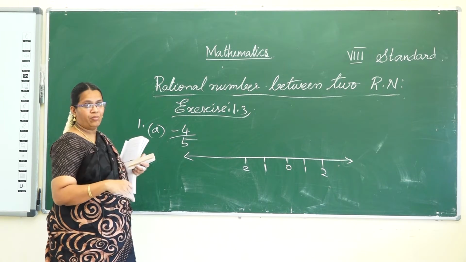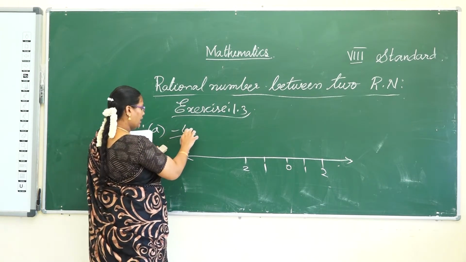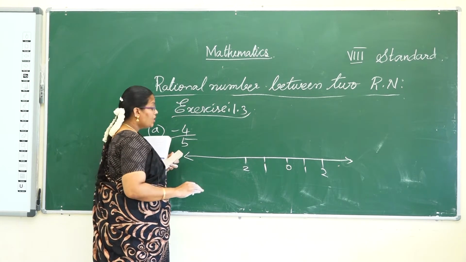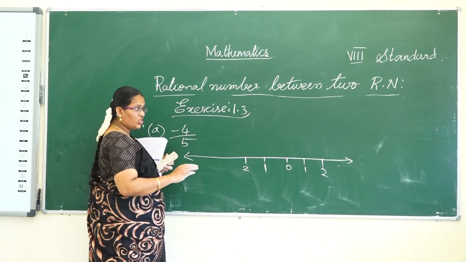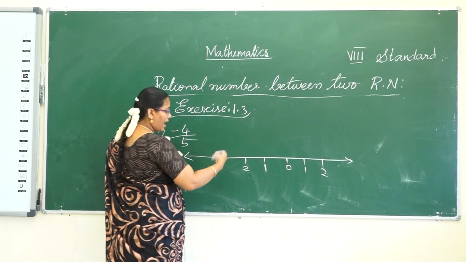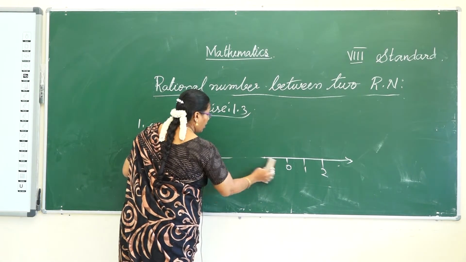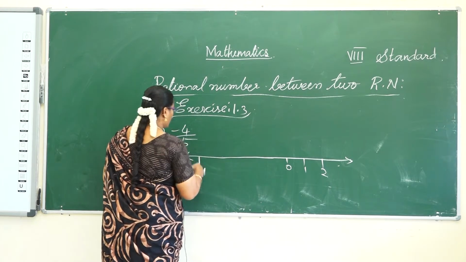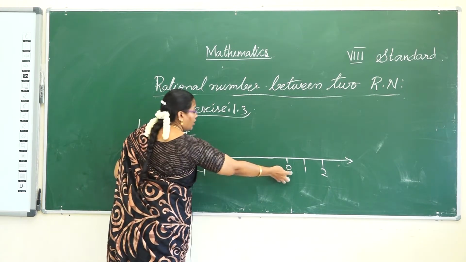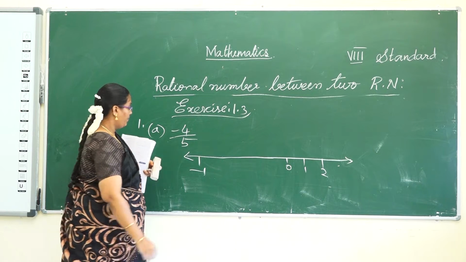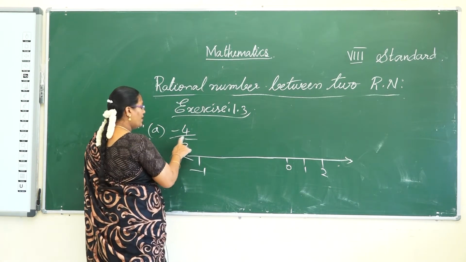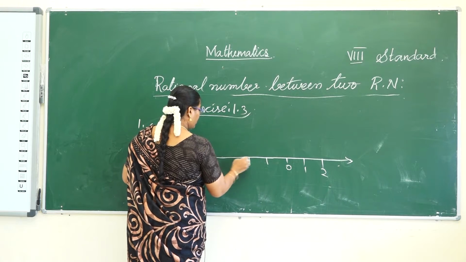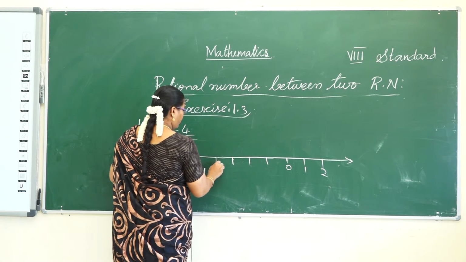After that you will draw the number line. The given number is a proper fraction, a proper rational number, so it lies between 0 and 1. On this side, 0 and minus 1. So you will draw the number line between 0 and minus 1, because here a negative value is given. Now it is divided into how many parts? 5 equal parts: 1, 2, 3, 4 and 5.